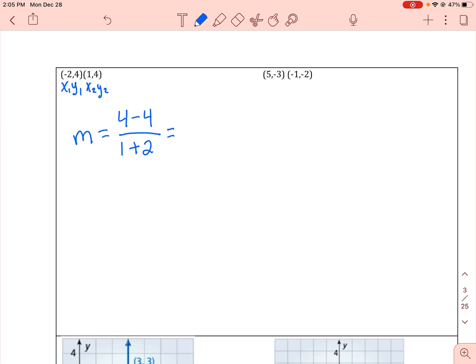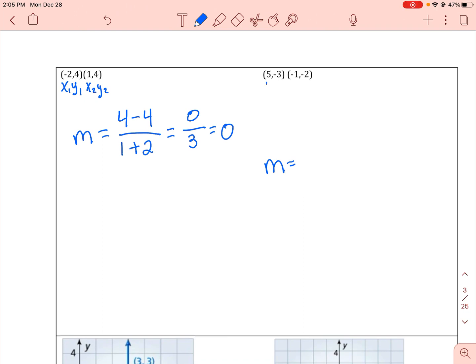okay, because minus a negative means opposite. 4 minus 4 is 0. 1 plus 2 is 3. 0 divided by 3 is 0, so my slope equals 0. And remember, 0 is a number, so don't freak out when you get that as a slope. That is okay.